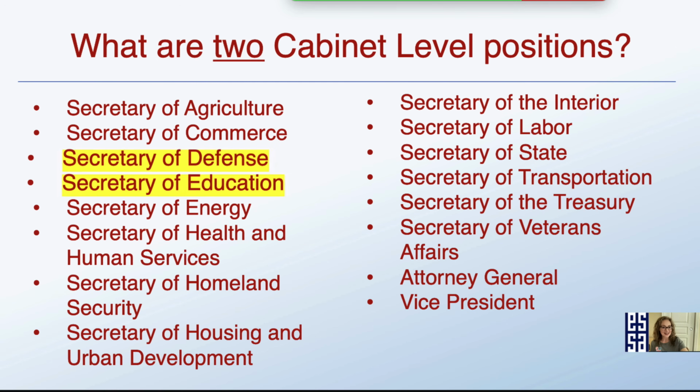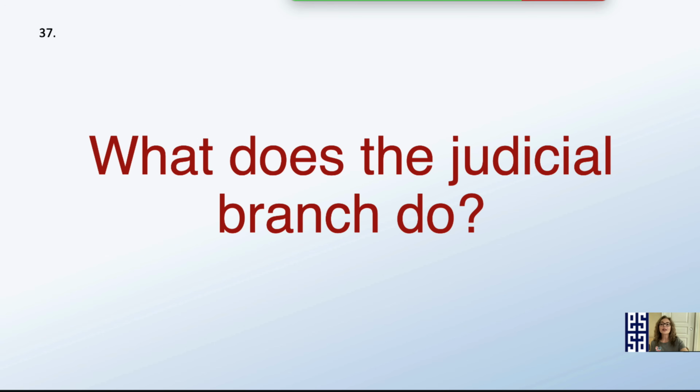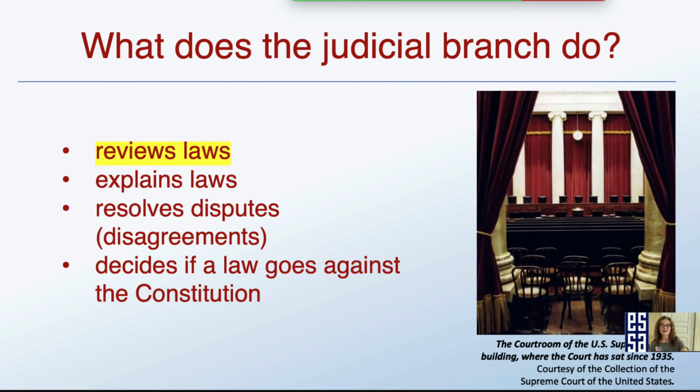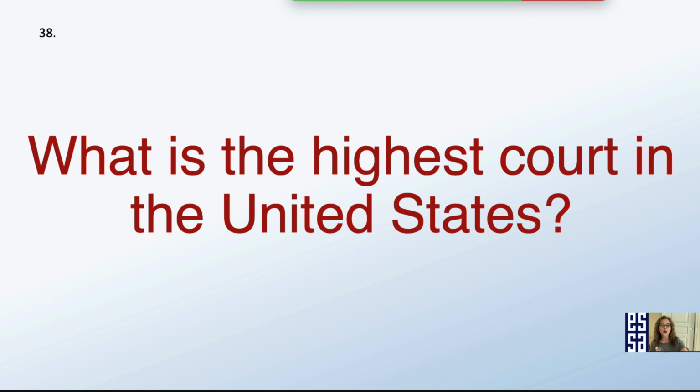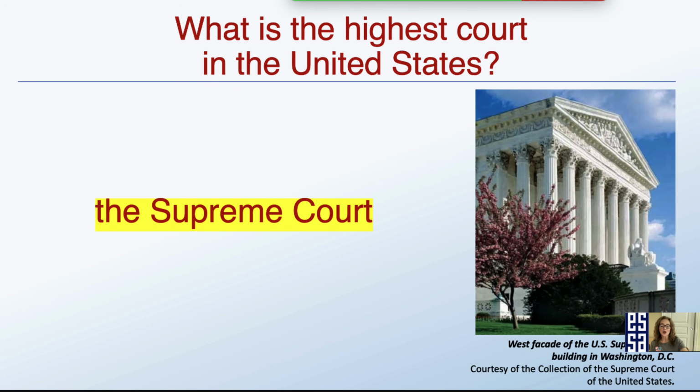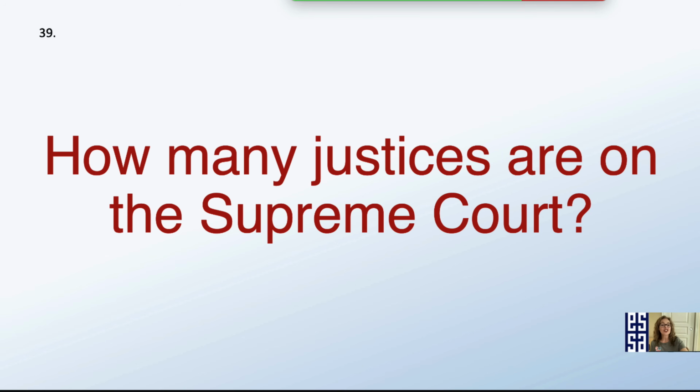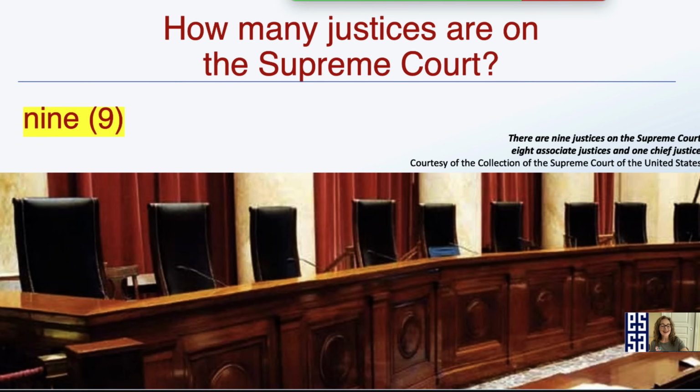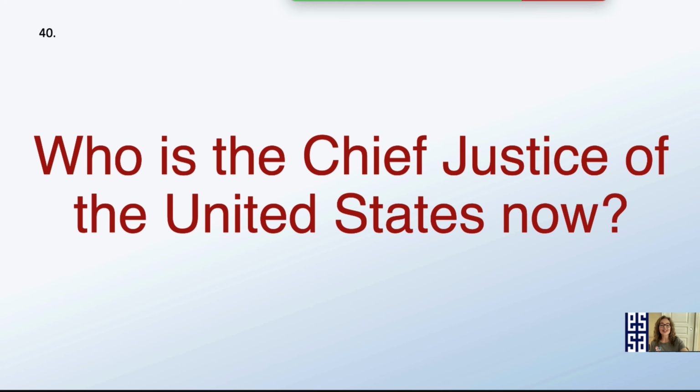What are 2 cabinet-level positions? Okay, here's a whole list to choose from, but I chose Secretary of Defense and Secretary of Education. What does the judicial branch do? It reviews laws. What is the highest court in the United States? The Supreme Court. How many justices are on the Supreme Court? 9.